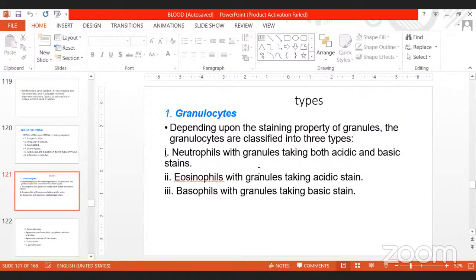So there are two types of WBCs, known as granulocytes and agranulocytes. Coming to the granulocytes, depending upon the staining property of the granules, they are classified into three: neutrophil, eosinophil, and basophil. Neutrophils take up both acidic and basic stains, the eosinophil granules take the acidic stain, eosin, and the basophil granules take the basic stain.